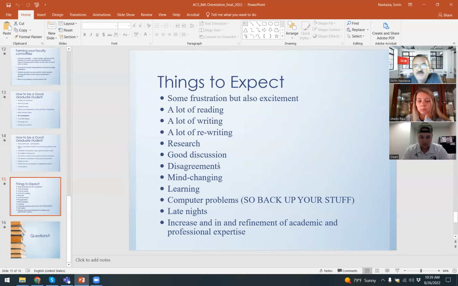Research, participate in good discussions. You will have some disagreements, but that's part of the game. Mind changing: maybe you will start with an idea of your plan of study and then you will change it over and over again. Don't wait too much when you are in the second year on making up your mind, because you don't want to confuse yourself, first of all. Expect to learn a lot, expect to have computer problems, so always back up your stuff.